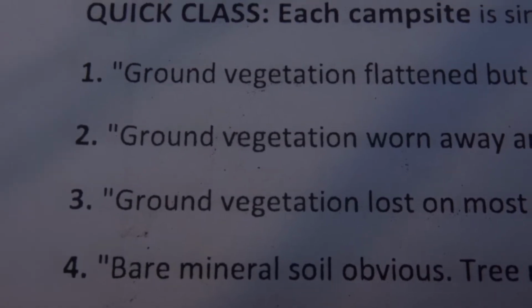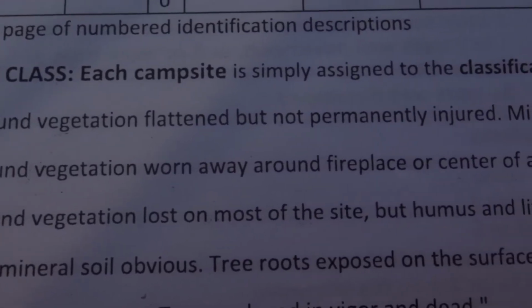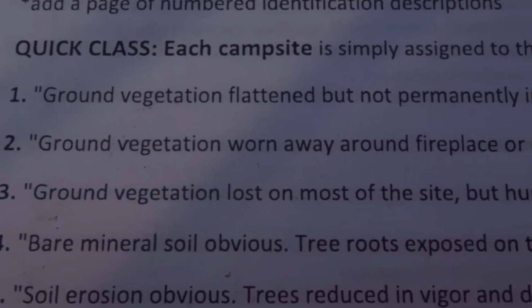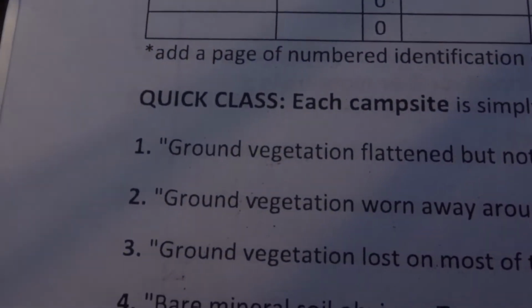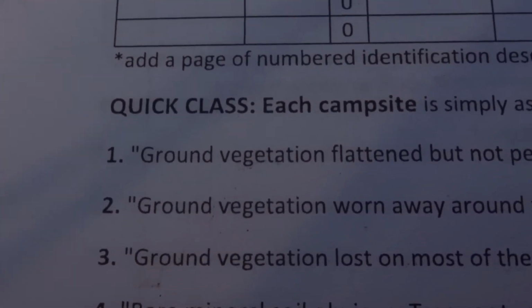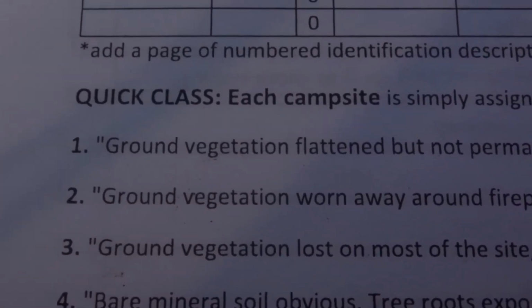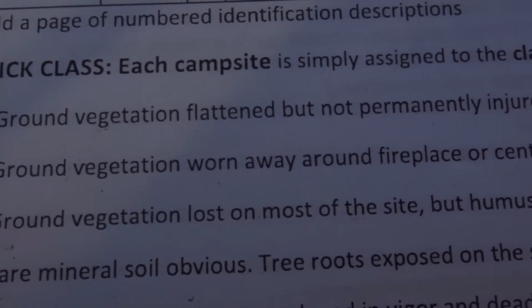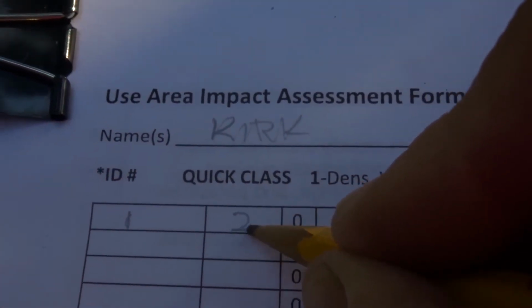So for our quick class, we're choosing between ground vegetation worn away at the center of activity, which in this case is the tent, and ground vegetation lost on most of the site, but litter still present. If we have to, I want to pick 2.5. I'm not sure your boss is going to let you do that. So if I think about the whole big area, then I think we can just say it's worn around the fireplace or center of activity, which is the tent site. So it's not a bad site. I'm going to give it a rating of 2.